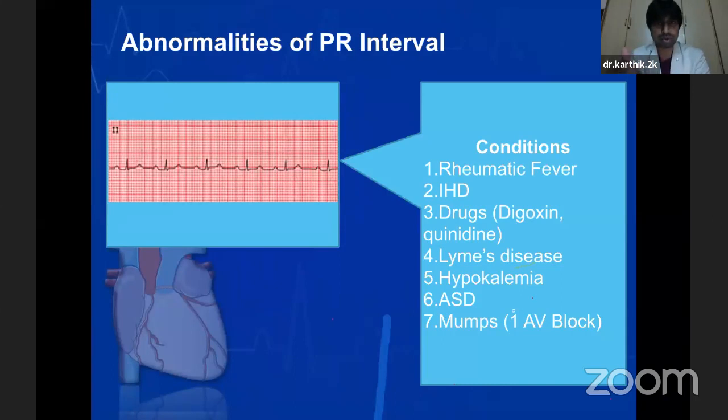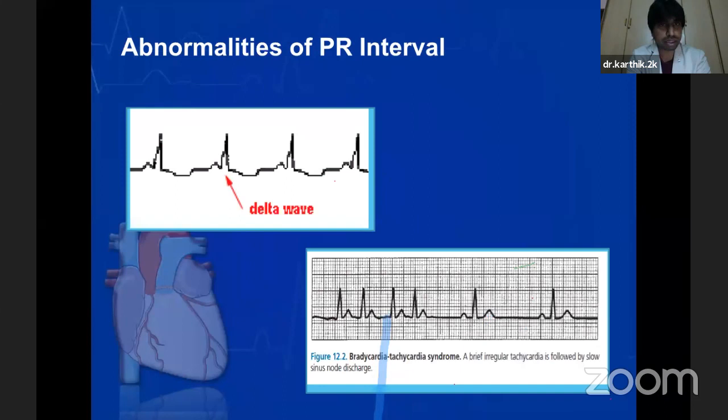Conditions like rheumatic fever, ischemic heart disease, drugs like digoxin and quinidine, Lyme disease, and hypokalemia can all result in prolongation of the PR interval to anywhere from 200 milliseconds to 300 milliseconds. Now, short PR interval, again, there are very few clinical entities, but of very great clinical significance because these can result in arrhythmias and sudden cardiac death.